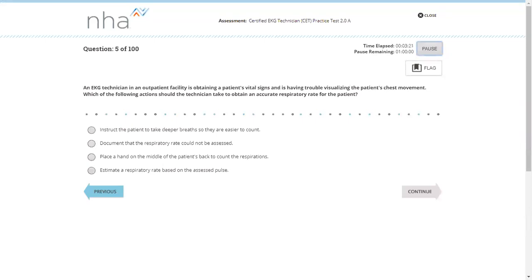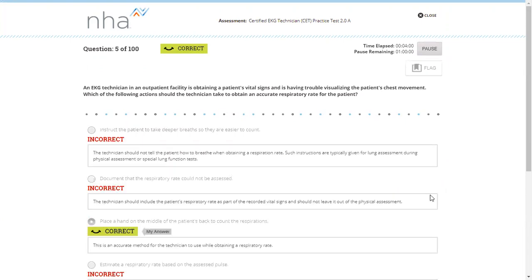An EKG technician in an outpatient facility is obtaining a patient's vital signs and having trouble visualizing the patient's chest movement. Which of the following should be done? I will put my hand on your chest. Place hands in the middle of the patient's chest. Correct.